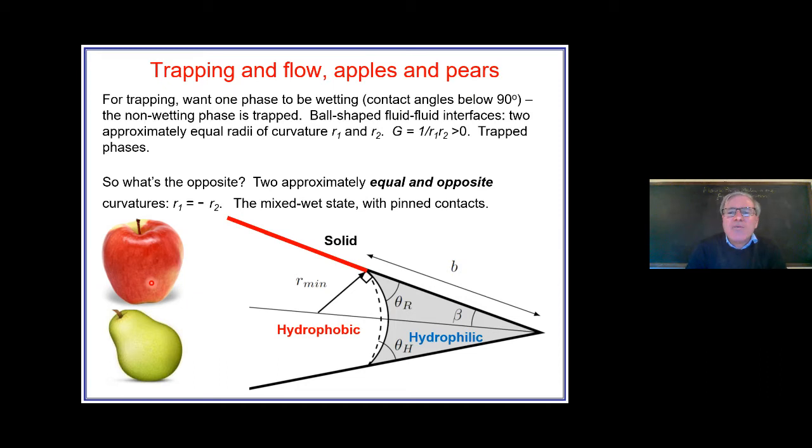So for trapping, you want one phase to be strongly wetting, and it's the non-wetting phase that then doesn't like the surface and gets trapped in the larger pores. And we understand that quite well. But if you want to have flow, the opposite is not switching the wettability. The opposite is, in fact, to have this negative Gaussian curvature, to have two curvatures that are equal and opposite. So it's a bit like comparing apples and pears.